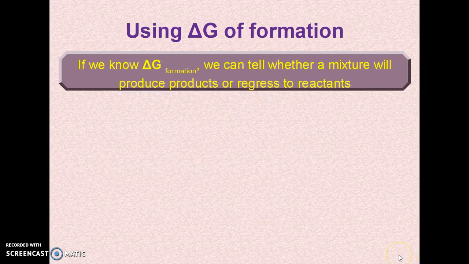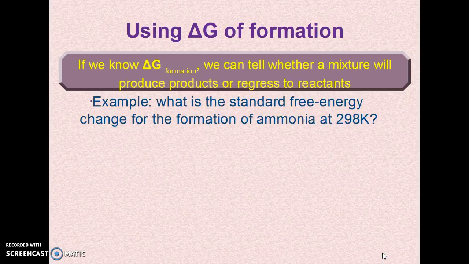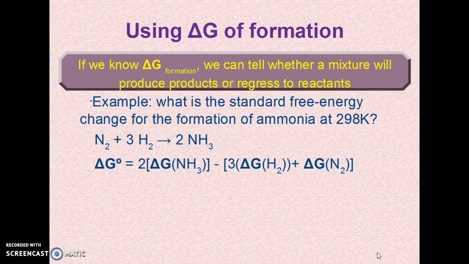If we know delta G of formation, we can tell whether a mixture of chemicals will produce products or we regress to reactants. For example, what's the standard free energy change for the formation of ammonia at 298 Kelvin? There is the chemical reaction that you should already be familiar with. Delta G0 is therefore 2 times the delta G of ammonia, the product, minus the sum of 3 times the delta G of hydrogen and 1 times the delta G of nitrogen.